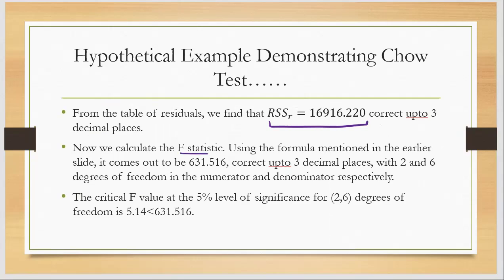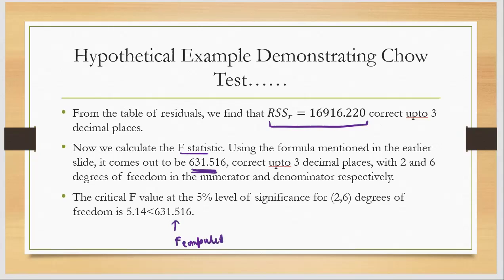The formula I have already given you in the previous slides. If you put the values, you will get this value. You can do it in your free time. I'm not showing the calculation. It is simple division and subtraction. This is the F statistic value that you will find out. This is the F computed.